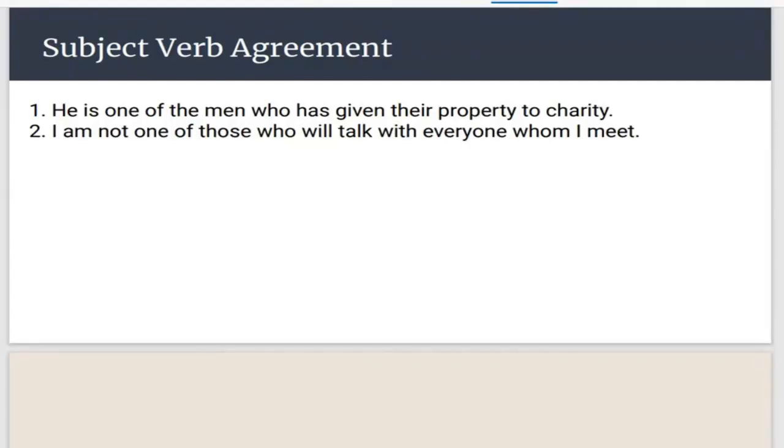Read the sentences? Okay. Have you guys read the sentences once? Okay. Now listen to me very properly. Listen to me very carefully.